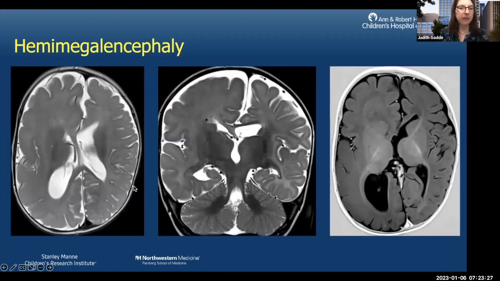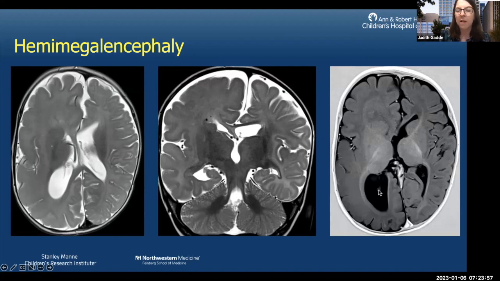So here we have an example. On the left here, we have an axial T2 and then a coronal T2 in the middle. And we can see how abnormal this right cerebral hemisphere is. Sometimes it can be hard to tell in certain situations which side is abnormal if the whole hemisphere is involved. But some of the hints here is that the ipsilateral lateral ventricle is often going to be enlarged.